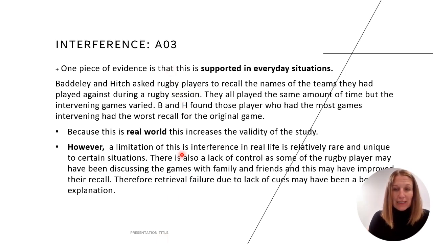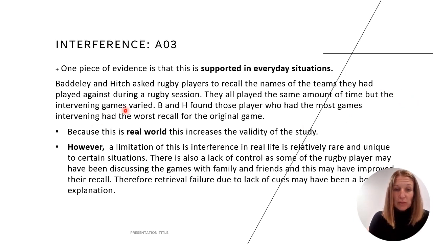They all played the same amount of time, but the intervening games varied. So they'd all played over the same 3-month period, but the number of games had varied. So Baddeley and Hitch found that those players who had the most games intervening had the worst recall for the original game. So if they played one game and then had just a big time gap, and then they asked them about this first game, recall would be okay. But if they had the same time gap, but a number of different games here, recall for this game was worse, and that would be because of the interference.